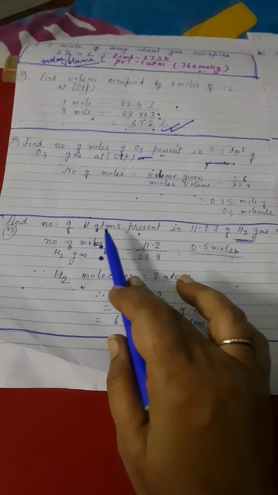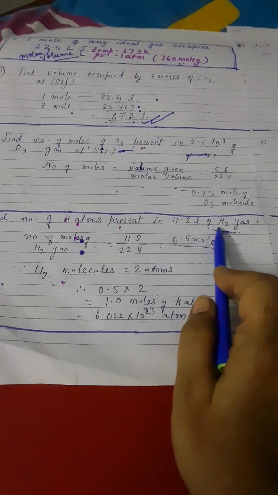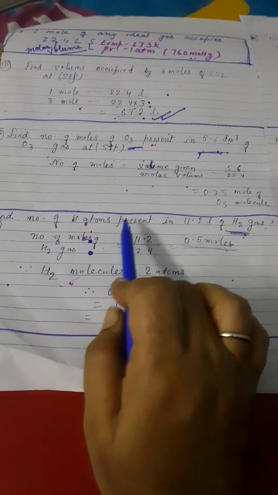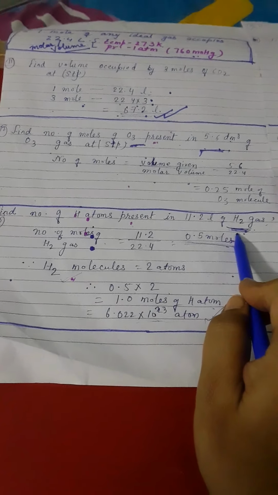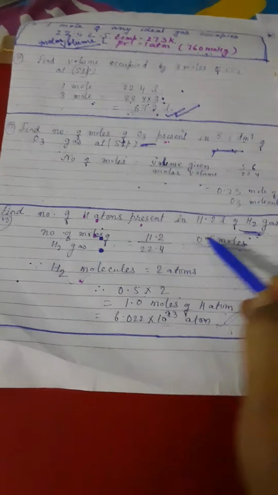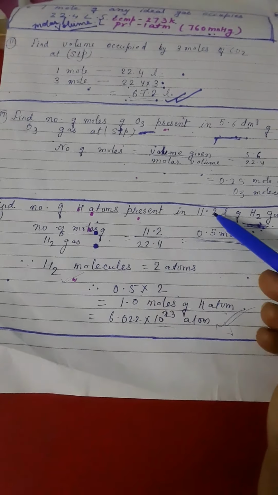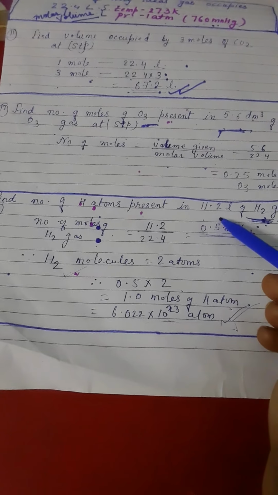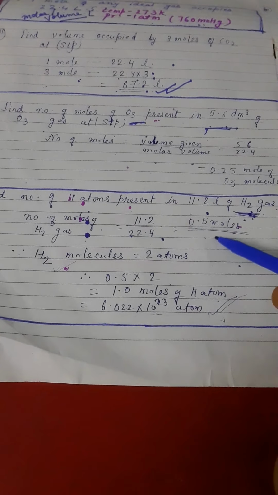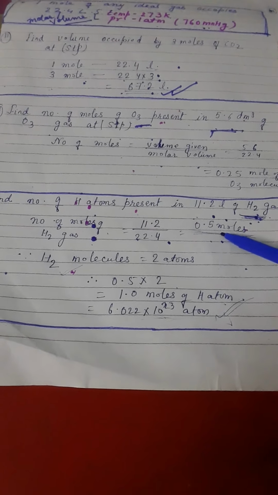Find the number of hydrogen atoms present in 11.2 liters of hydrogen gas. See, H2 gas, and they are asking the number of hydrogen atoms present in 11.2 liters of hydrogen gas. Again we have to find out the number of moles. Number of moles of what? Hydrogen gas. Here we have 11.2 liters volume given and the molar volume 22.4 liters, that is 0.5 moles. In 11.2 liters, how many moles are present?